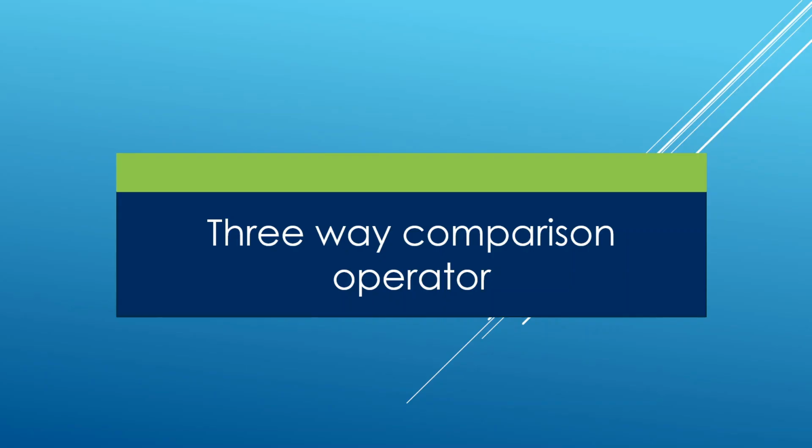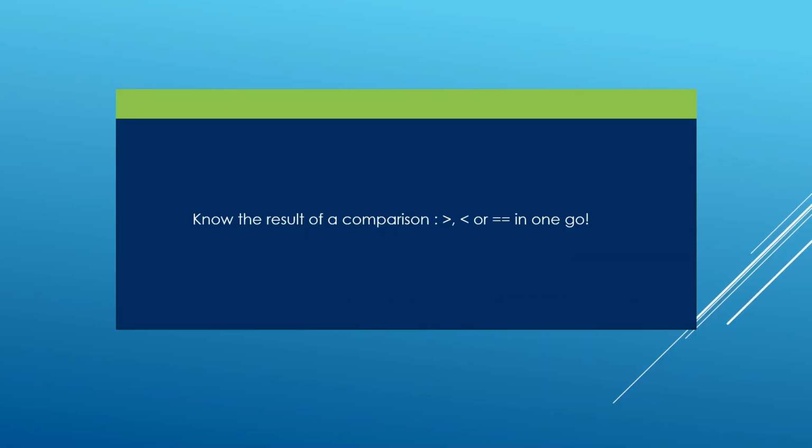In this lecture, we're going to learn about the three-way comparison operator that was introduced in C++20. And this is an operator with one goal. Its goal is to let us know the result of a comparison and give us information if something is greater than the other, if something is less than the other, or if something is equal to the other in one go.